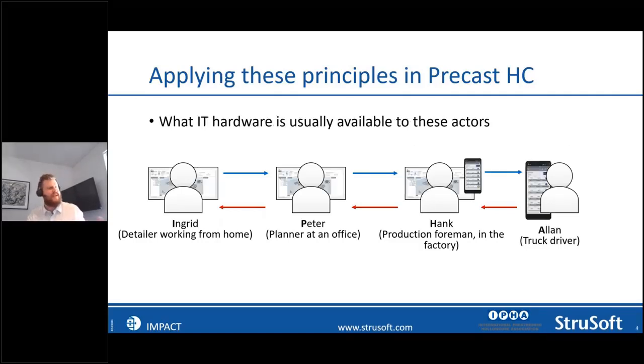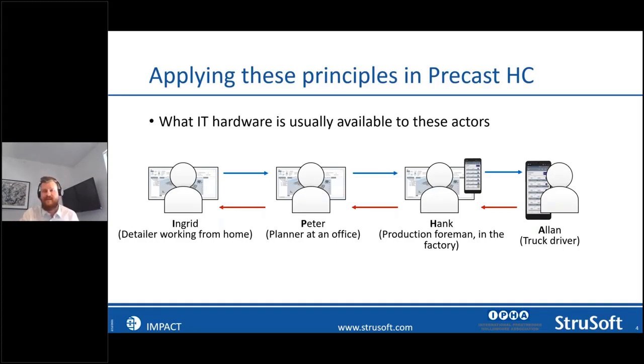But the next step in this small example, which I'll keep running through the whole presentation, is: what IT solutions do you have? Because the only things that can facilitate working from multiple locations are two things. One is phones, and the other one is in general computers, smartphones, tablets, and so on. Usually they all have phones, but not necessarily do they need to use them. But we can see in the picture here that Ingrid has a picture in front of her, which is supposed to be a computer screen. Same with Peter, these two people are mainly sitting with their computers. When we get out to Hank, he might be sitting on a computer. He might have a screen in the factory that he's using.